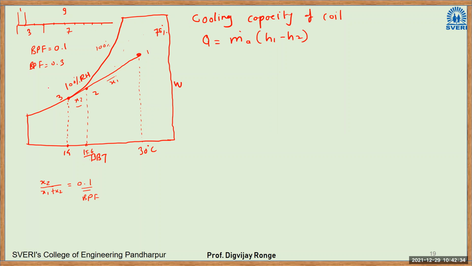So here I have to again calculate H1 and H2. There will be an enthalpy scale. I have to locate the value H2, and I have to locate the value H1. When I do H1 minus H2, I will get the cooling capacity of the coil. If I multiply by mass flow rate, I will get it in terms of kilowatt or tons of refrigeration.